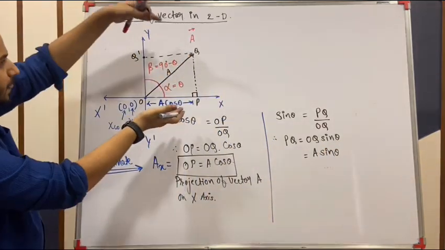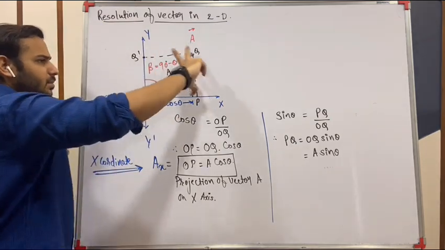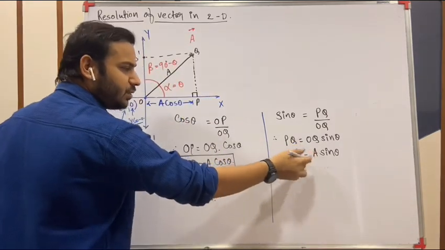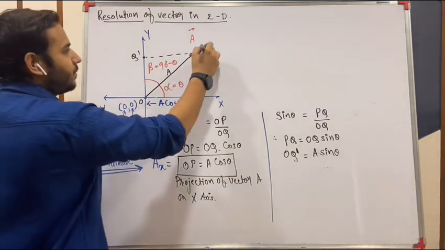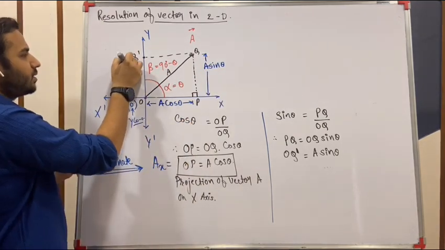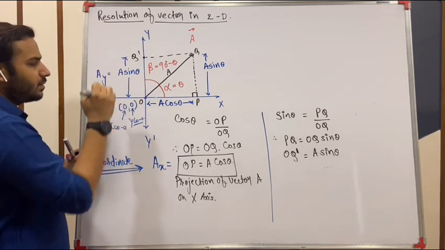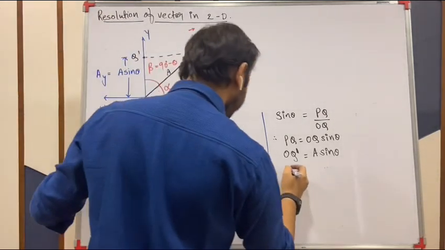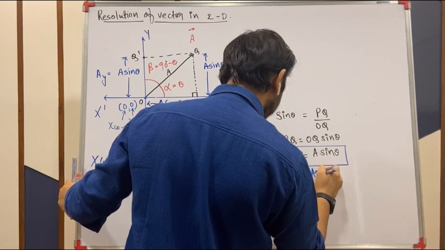You just check this. PQ is exactly similar to OQ dash. These two lengths are the same. So instead of this PQ, I have written OQ dash, which is A sin theta. So this is A sin theta. Same way you can say this is A sin theta. This coordinate is AY. This coordinate is AX. Okay, what is AY? AY is A sin theta.